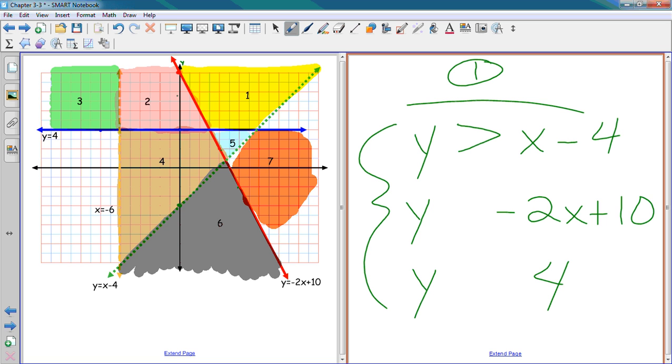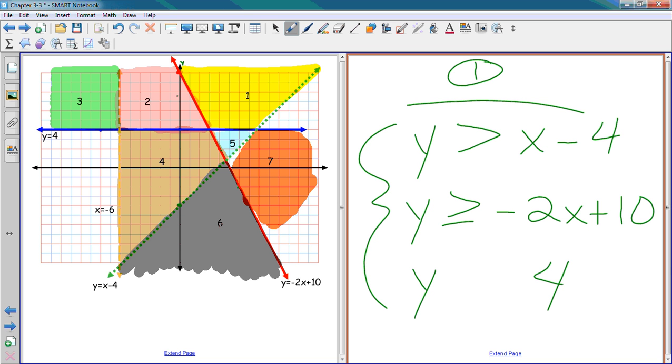Now let's look at the red line that bounds, or has a boundary to, the yellow region. Is it going to be above or below? Above. So is it greater than or equal to? Greater than or equal to, because of the solid line. Okay.